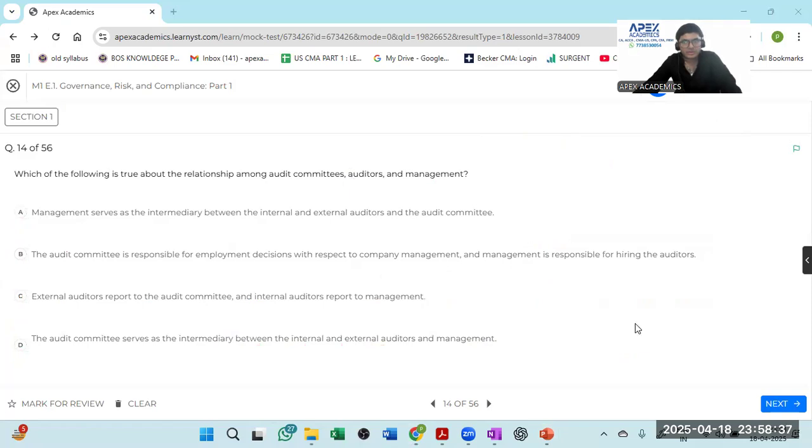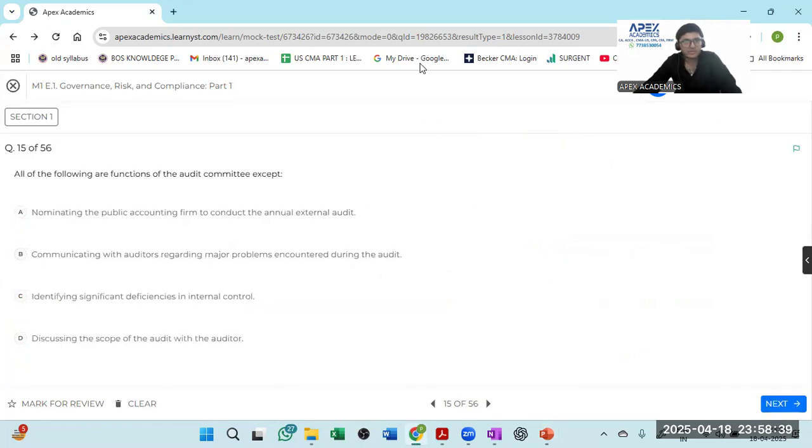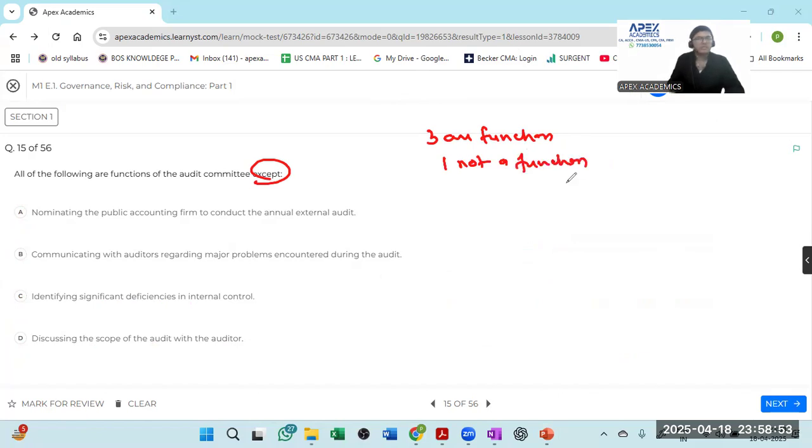So the next question is question 15. All of the following are functions of the audit committee except, meaning three are functions and one is not a function. Have you understood the question clearly? So here is the most valuable piece of advice to all of my students doing US CMA.